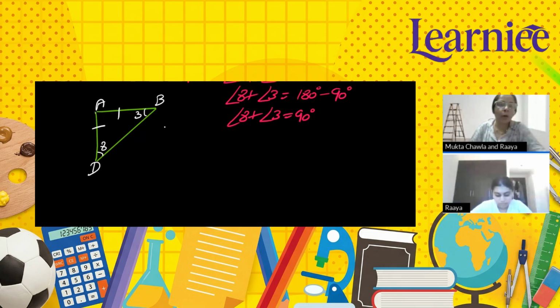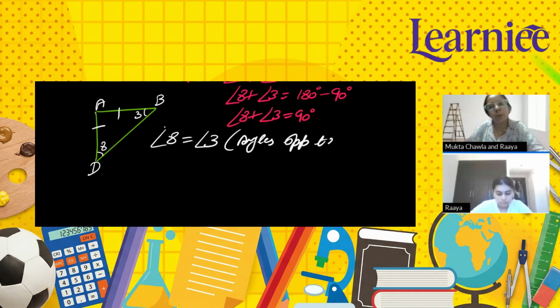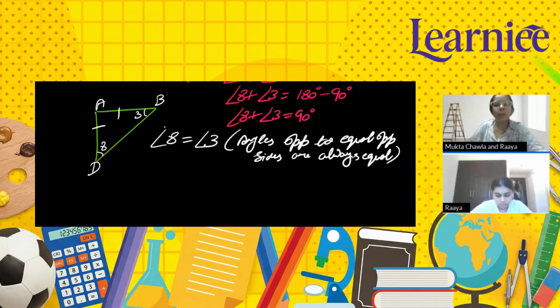And once the sides are equal, we know that in a triangle, opposite angles are equal. What reason will you be writing? Angle 8 is equal to angle 3, because angles opposite to equal sides are always equal, right? And why are we picking 8 and 3 only? Because we need to check the readings of 8 and 3.